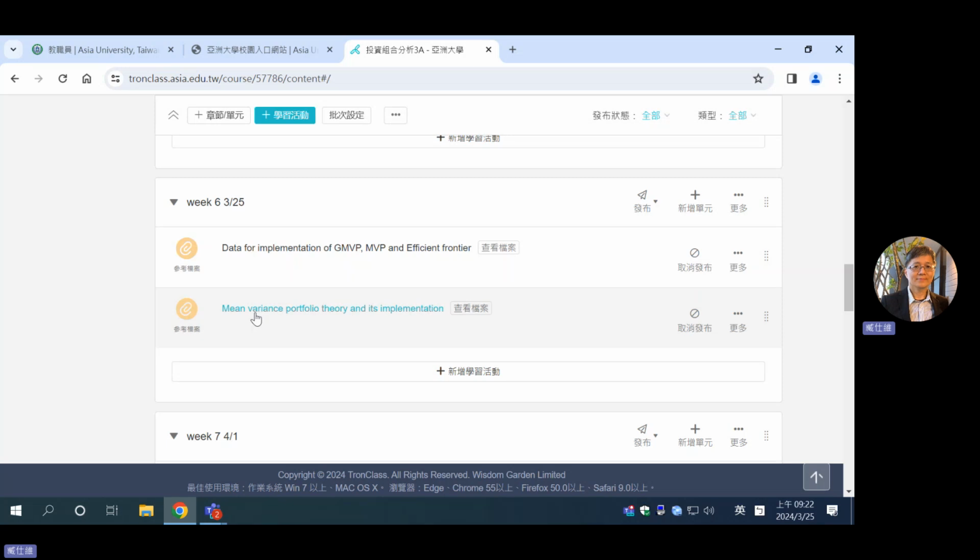So I just posted some slides yesterday on the trunk class. There are some materials that you need to know how to implement the portfolio calculation or computation in algorithms.